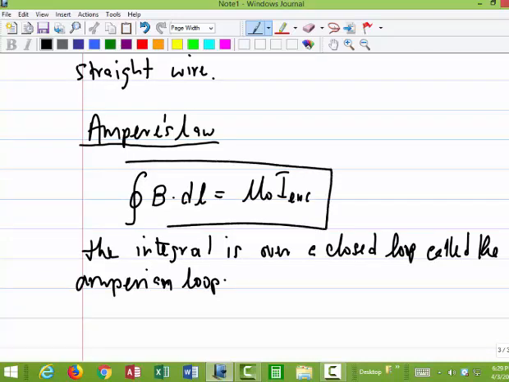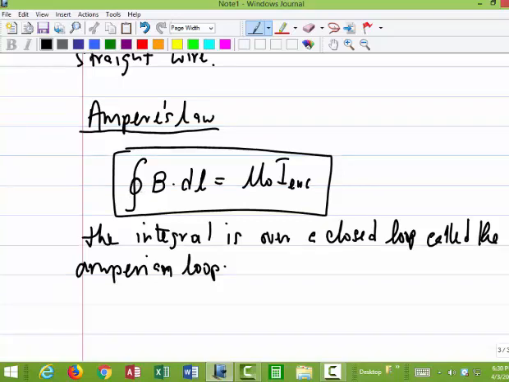Why does the integral have a circle on it? That in there is just the loop. It's just telling you that this is an integral over a loop. That's why I have it that way. So it's an integral over a closed loop. Any questions on Ampere's law at this point?